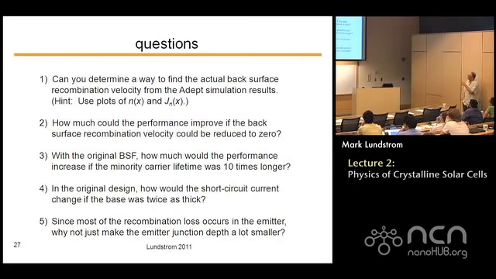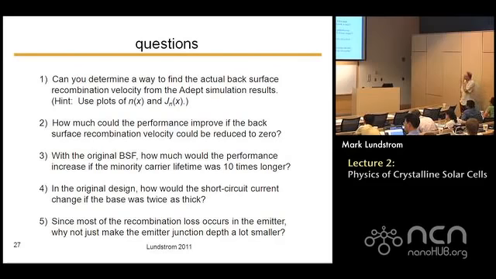The importance of the back surface field is going to depend on what the minority carrier lifetime is. If the minority carrier lifetime is very long, then nothing will recombine in the base, and the importance of the back surface field will increase. And you can ask all kinds of questions like this.